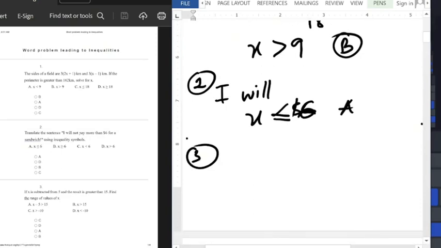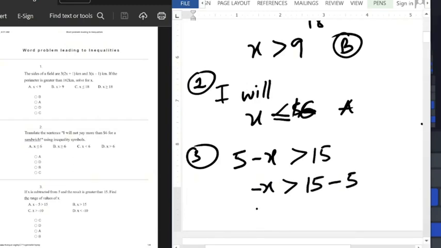For question number 3, we have: if x is subtracted from 5. x is being subtracted from 5, that's, we are saying 5 minus x. It is not that 5 is subtracted from x. It is not the same thing as saying x minus 5. Exactly. And the result is greater than 15. So find the range of values of x. So that means we're going to collect like terms here. That's minus x greater than 15 minus 5. So that will give us minus x greater than 10.